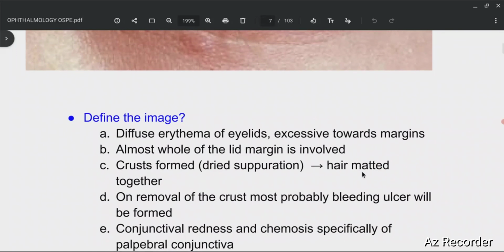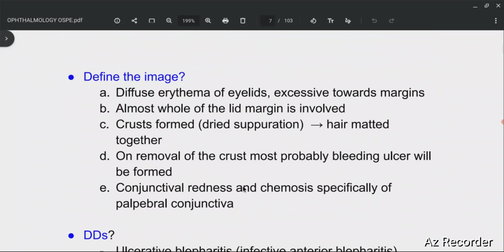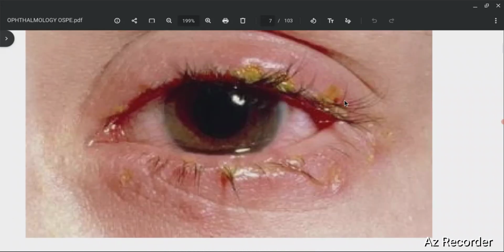Okay, there is diffuse erythema of eyelids, excessive towards margins, okay? Then this point is very important. Conjunctival redness, okay? Bulbar conjunctiva is erythematous, and there is chemosis of palpebral conjunctiva, okay? Then almost the whole of the eyelid margin is involved. Crusts formed. Okay, what are crusts? Crusts are dried secretions, okay? When they are formed, they are matting the hair together. And on removal of the crust, most probably a bleeding ulcer will be formed. And you have already seen it over here.